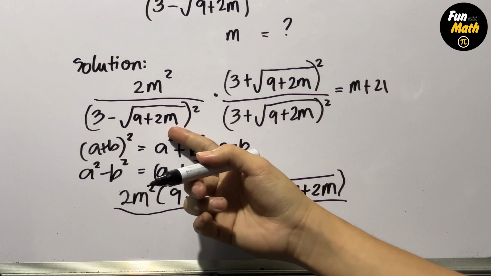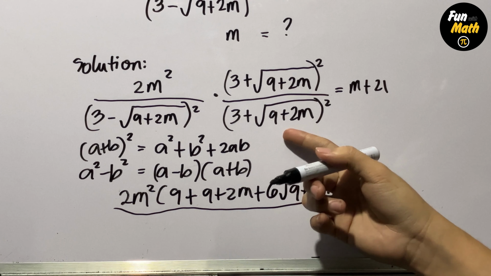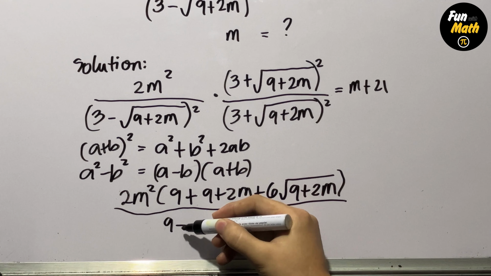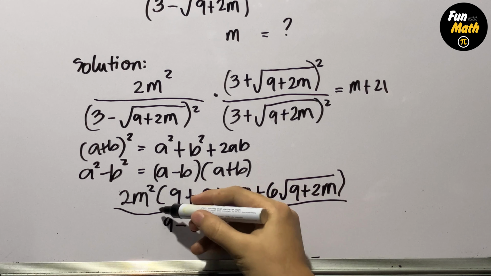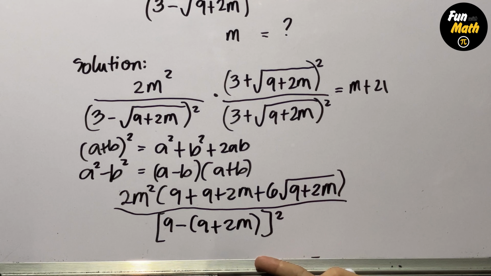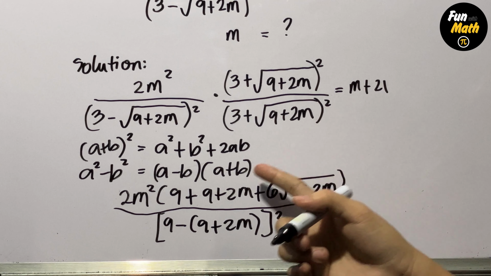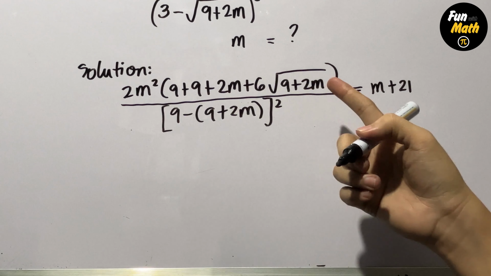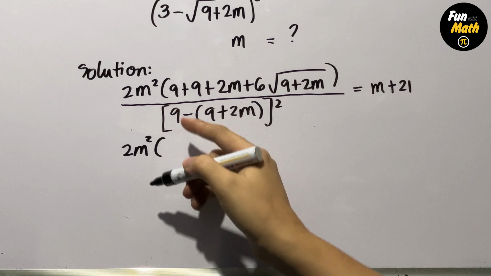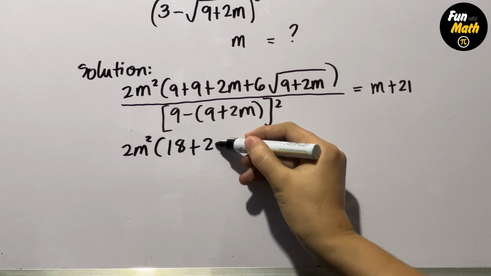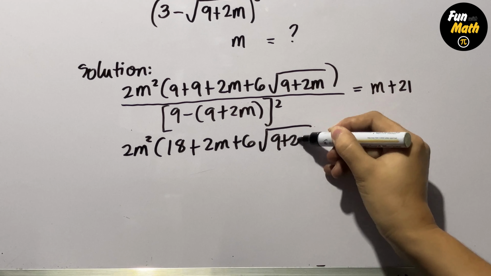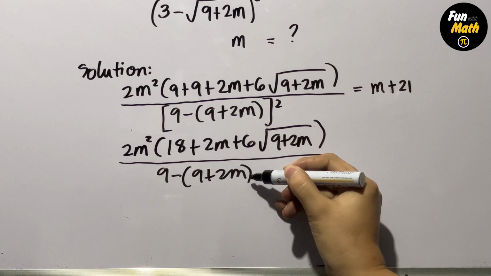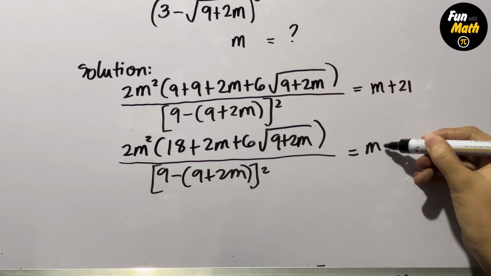3 minus square root of 9 plus 2m whole to the power of 2 times 3 plus square root of 9 plus 2m whole to the power of 2. So same as this, we need to write it as 9 minus 9 plus 2m whole to the power of 2. So this is how we write the product of our denominator by following this identity, equals the right side, m plus 21. Now combining like terms, this is now 2m squared times 9 plus 9, that is 18, plus 2m plus 6 square root of 9 plus 2m, all over 9 minus 9 plus 2m whole to the power of 2 equals m plus 21.